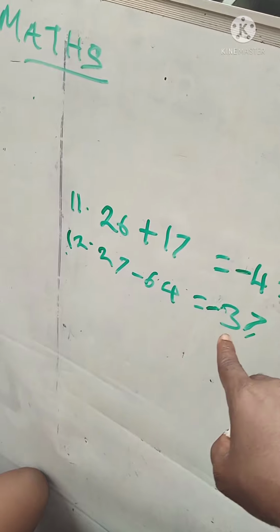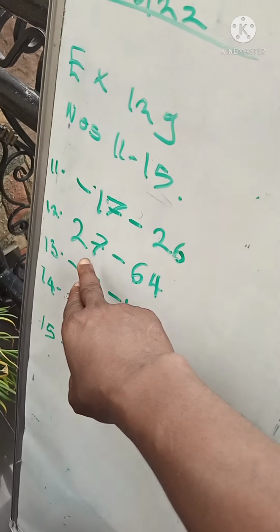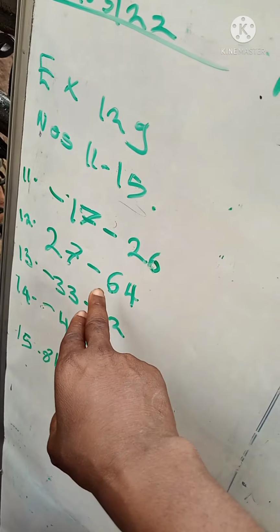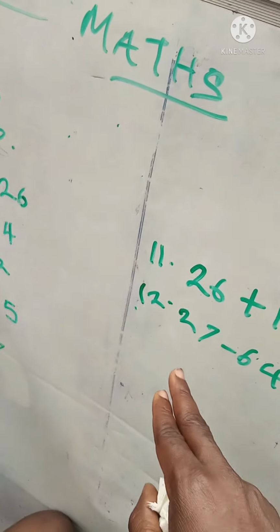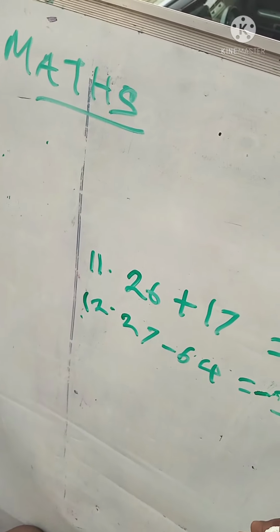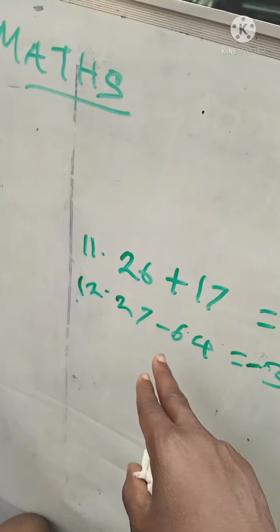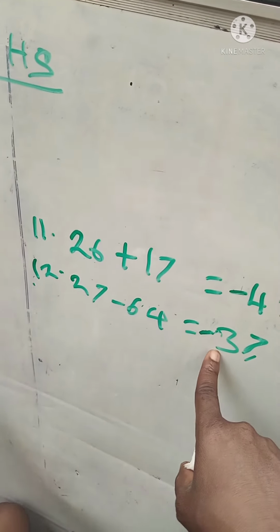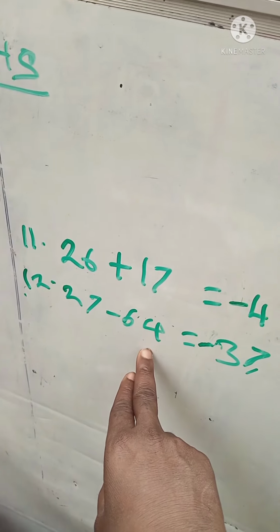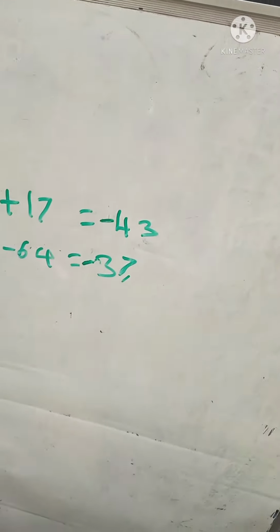But if they have different signs, like this one is positive and this one negative, then after subtracting, the difference is 37, you now put the sign of the bigger one, which is 64. Since the bigger number is 64, you put the sign of that 64, which is negative.